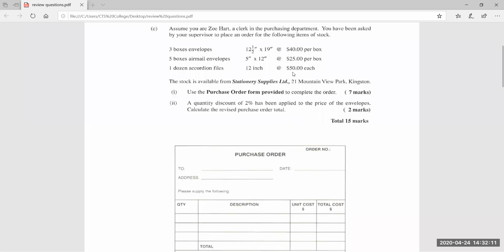12-inch, $50 is the unit cost. 50 by 1 will still be 50. So that'll be your total cost. Can you add up the 3 figures you all got for these 3 items and tell me what your total cost is? 845. So that's the answer. The answer is 845, and that's it for 7 marks.